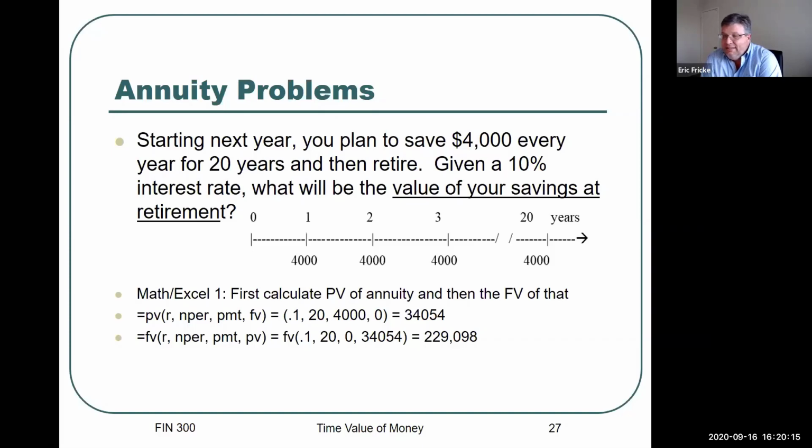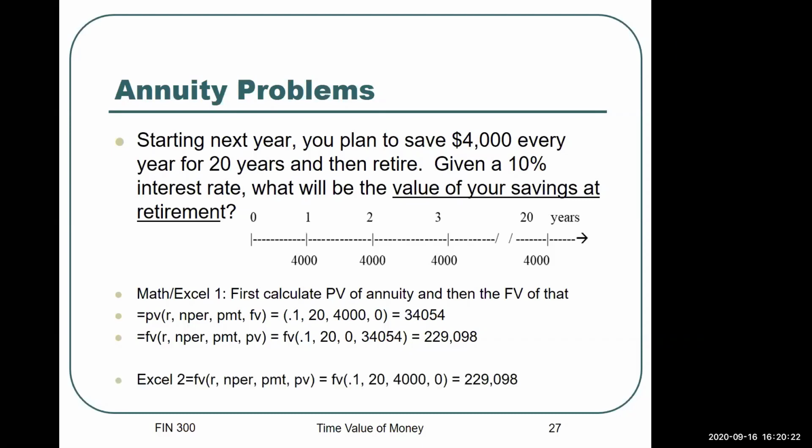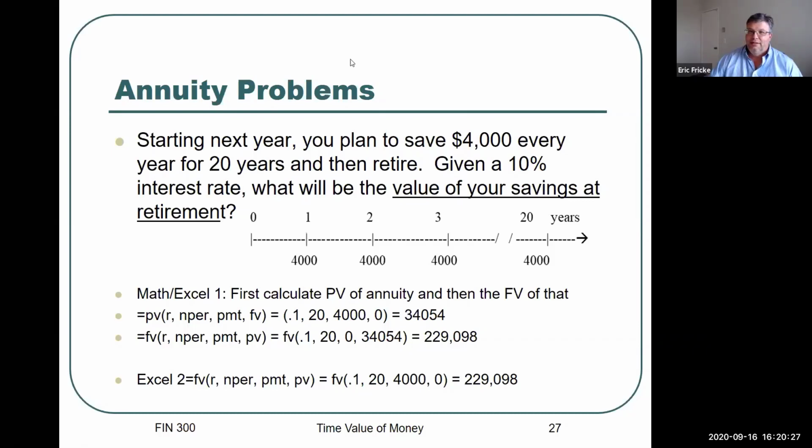But given Excel formulas, we do have a quicker way to do it. And that's right here. So bear with me for a little. Your mind's going to be blown away. We're going to use the future value formula, and we're going to do it all in one step here. We're going to put in R, the number of periods. Now this time we're going to put in the payments every period. And the payments for us is $4,000 every year.